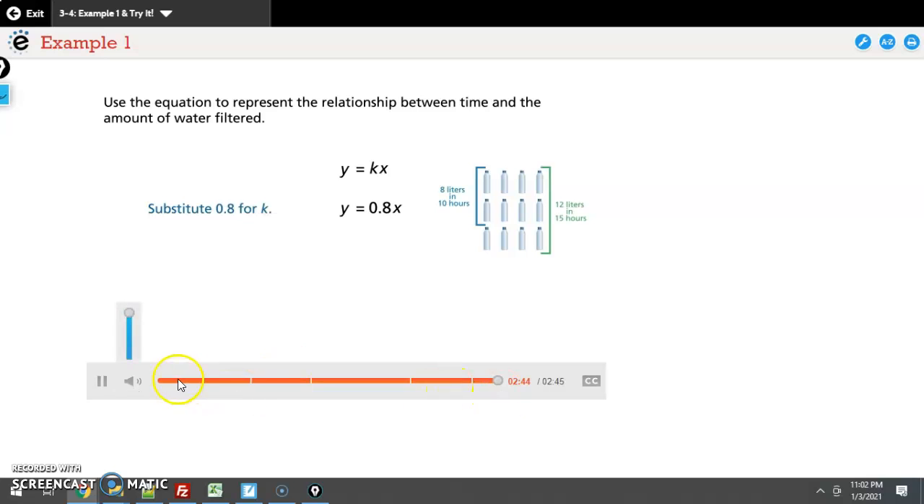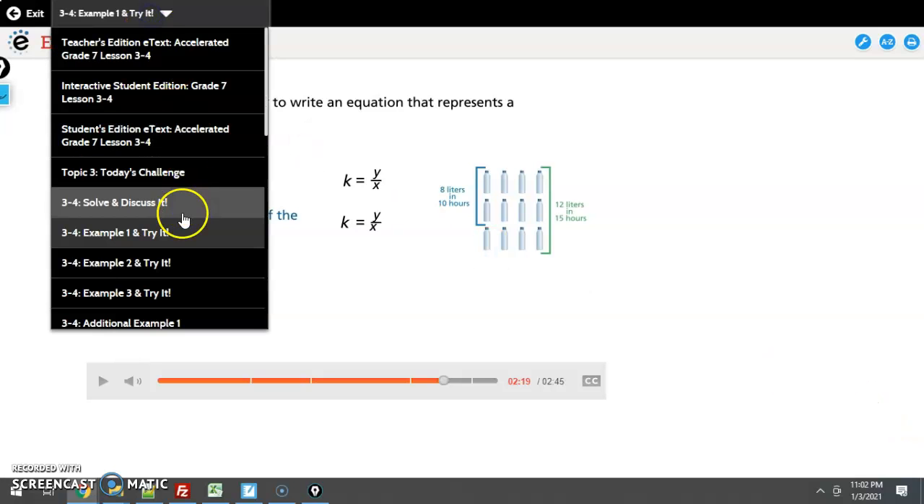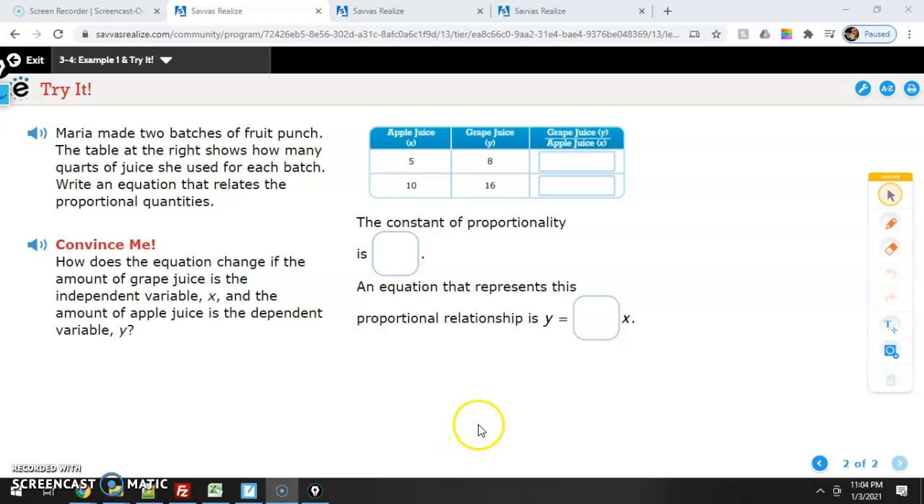Very good. All right, so they showed you here how you get the equation y equals kx, okay? But you don't have to do this every single time because you know the equation should look like y equals kx. All right, now I want you guys to go ahead and try the try it problem, which you will see coming up here. So go ahead and pause the video and work it out here, then I'll go over it. All right, so Maria is making some fruit punch.